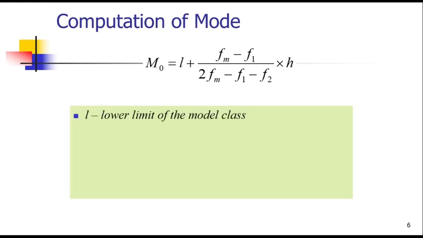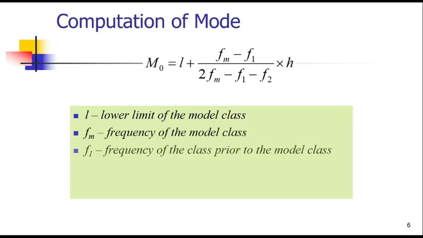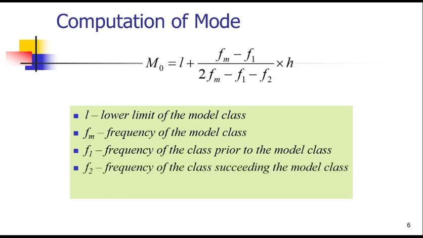That means there is some class which will be the modal class, and we have to identify the modal class. Then f_m, frequency of the modal class. Okay. f1, frequency of the class prior to the modal class. Okay. f2, frequency of the class succeeding the modal class. So this is done, and h, class interval of the modal class. So everything I have in the formula. This is the lower limit of the modal class. This is the frequency of the modal class. This is the frequency of the previous class of the modal class. This is the frequency of the following class, next class of the modal class. Other things are already done, and h is the class interval of the modal class.